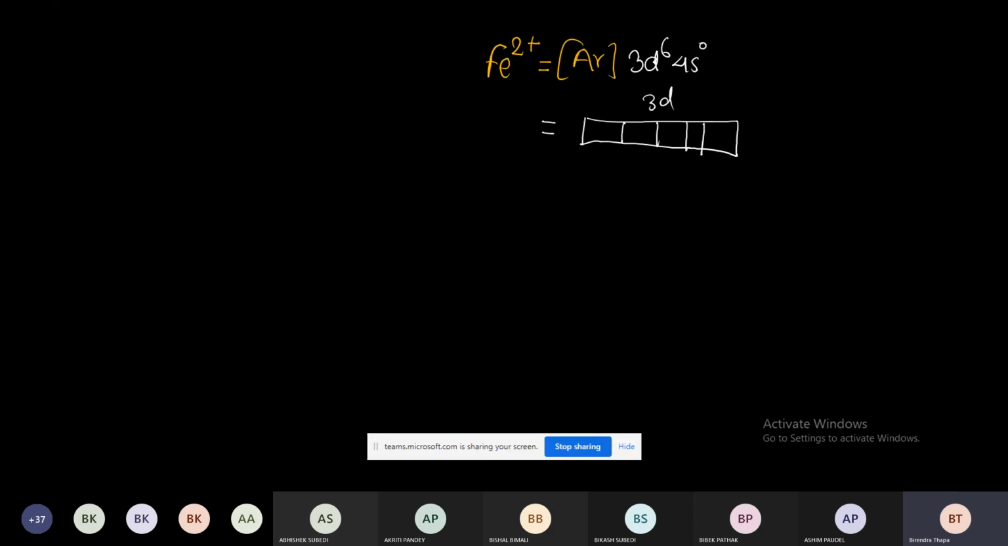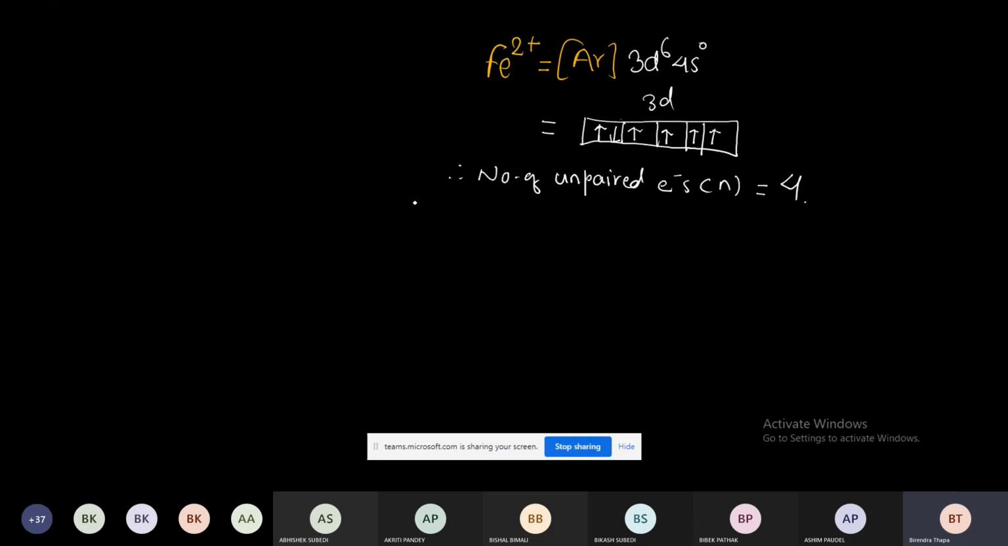3d subcell consists of 6 electrons. The first electron goes up singly. Electrons get singly filled first, then pairing takes place. So here, the number of unpaired electrons, n, is: this electron is paired, these two electrons are paired, and we have 1, 2, 3, 4. It has 4 unpaired electrons. So the number of unpaired electrons in this case is 4.